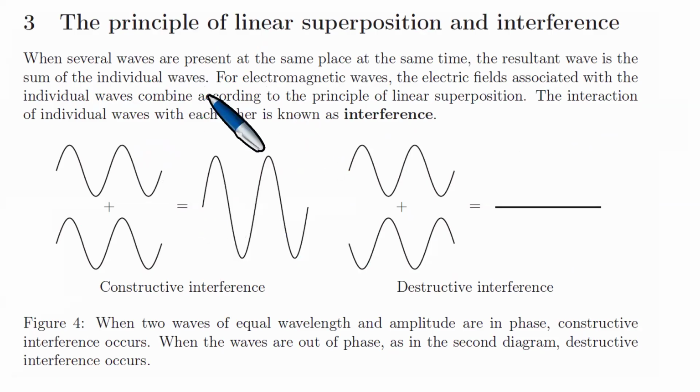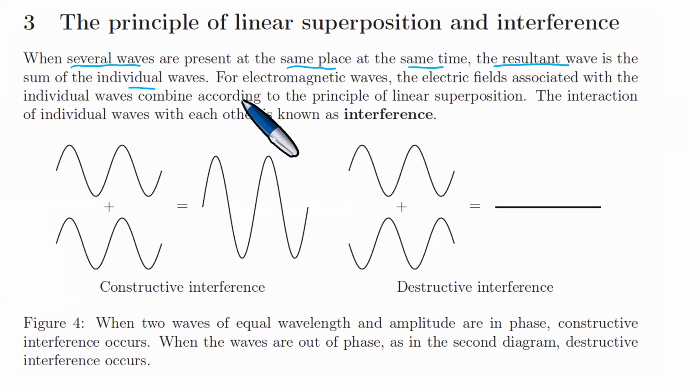Okay, let's just discuss briefly the principle of linear superposition and interference. When several waves are present at the same place at the same time, the resultant wave is the sum of the individual waves. So we speak about the resultant wave being the sum of the individual waves.